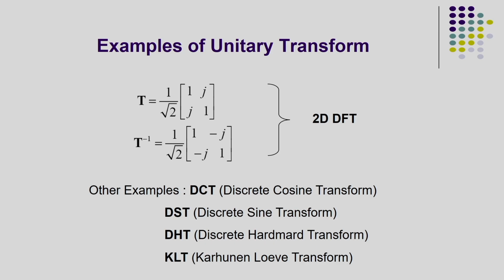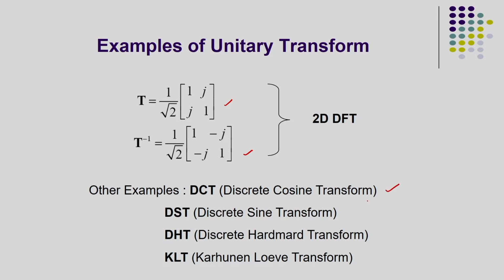The transformation matrix is something like, suppose, 1 by root 2, with rows 1, J and J, 1. This is the transformation matrix. Then I can determine T inverse. The T inverse will be 1 by root 2, with rows 1, minus J and minus J, 1. So this is my T inverse. So this is the definition of the unitary transformation. Already I have explained examples of the unitary transformation.